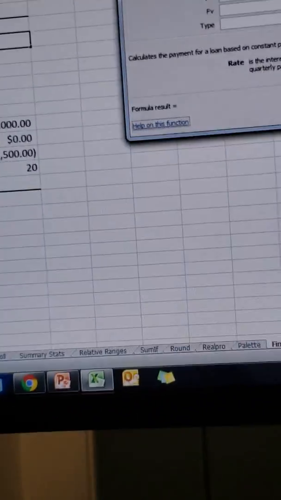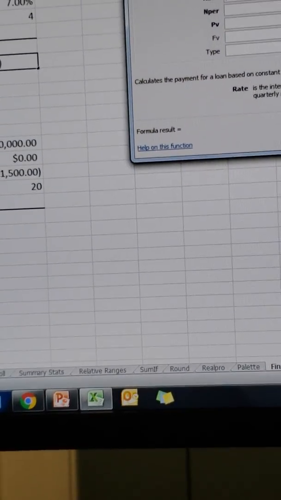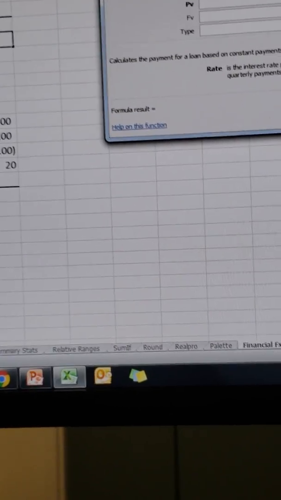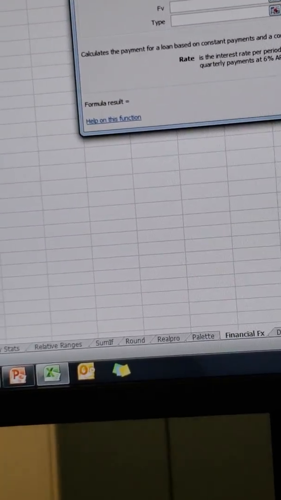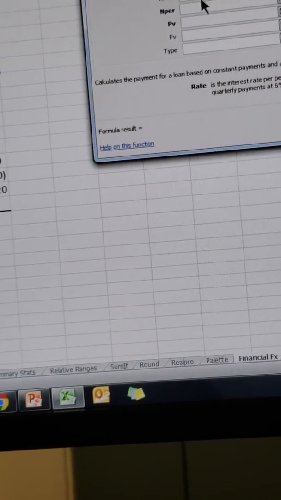But let's give it a shot anyway, since we're here. So let's see the rate. That's going to be what? B7, right? And please correct me if I'm wrong. Now, is there anything else that we need to do to this?